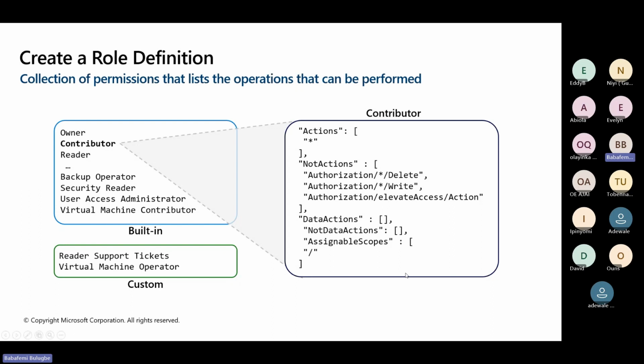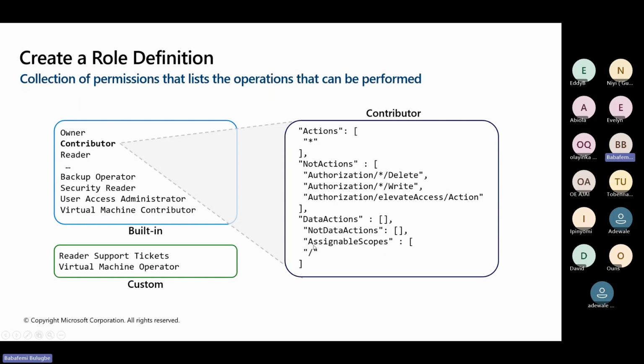So then we move ahead to what we call the data action, which are permissions that are specific to the data plane. Let's say, for example, if a user has a read access to a storage account, then the user should be able to read only within that particular storage account. So those are data actions. But here we have no data action.